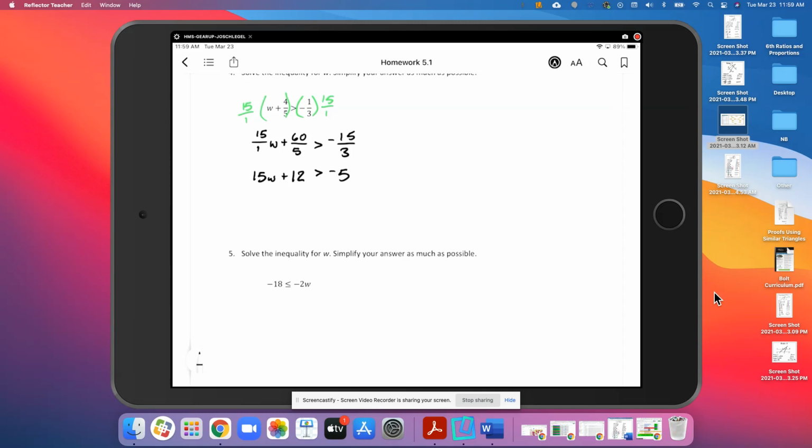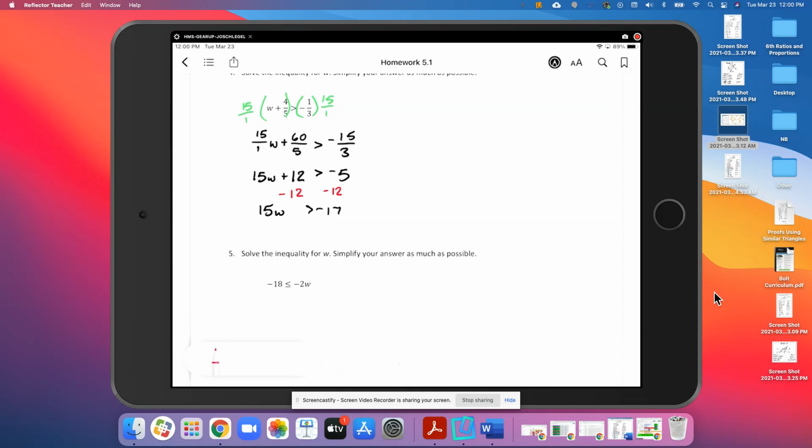So now that we're dealing with whole numbers, that makes me much more happy. I'm going to subtract 12 from both sides. And on the right side, we see that the signs are the same, so we're going to find the sum. The sum of 12 and 5 is 17. Put the sign of the bigger number. 17 is negative, it's bigger, so the answer is negative. And we're going to have 15w is greater than negative 17.